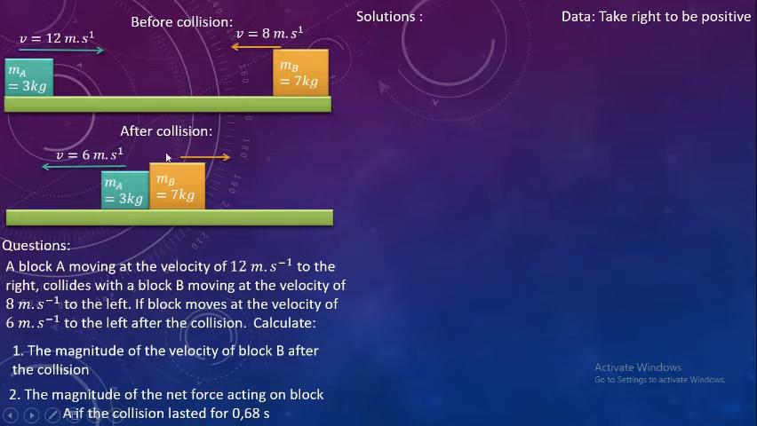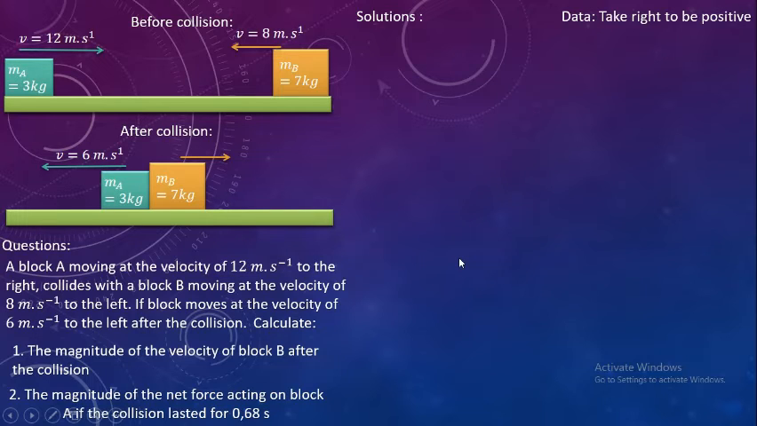After the collision, block A moves with a speed of 6 meters per second to the left, and block B has an unknown velocity. We are asked to calculate this unknown velocity for the first question.